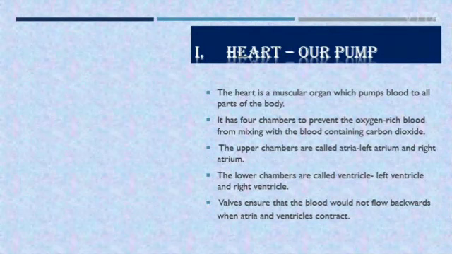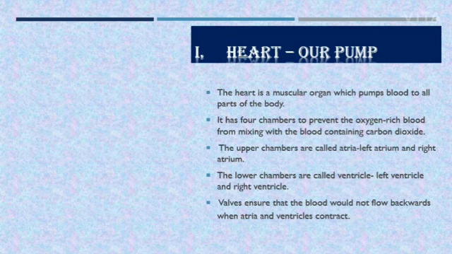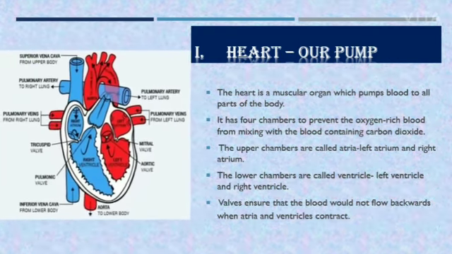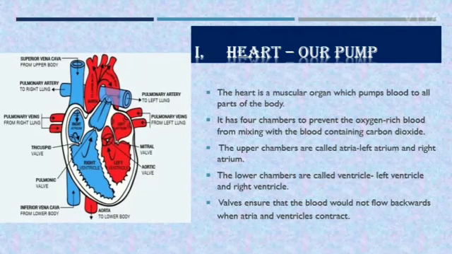First we will see what the heart is, which is known as our pump. The heart is a muscular organ which pumps blood to all parts of the body. It is divided into four chambers so that it can prevent the oxygen-rich blood from mixing with the deoxygenated blood. The upper chambers are called atria and the lower chambers are called ventricles. The heart also has valves that ensure that the blood does not flow backwards when the atria and ventricles contract.